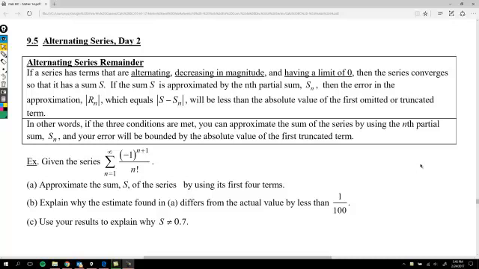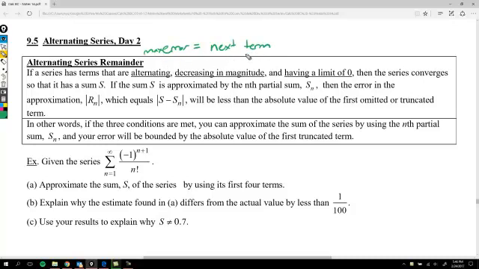Hi everyone, we are continuing with alternating series. Today we're going to talk about remainder or error. Now the cool thing is that our error is always going to be equal to the next term. Okay, well, I should say max error. And our maximum error is always going to be equal to the next term.